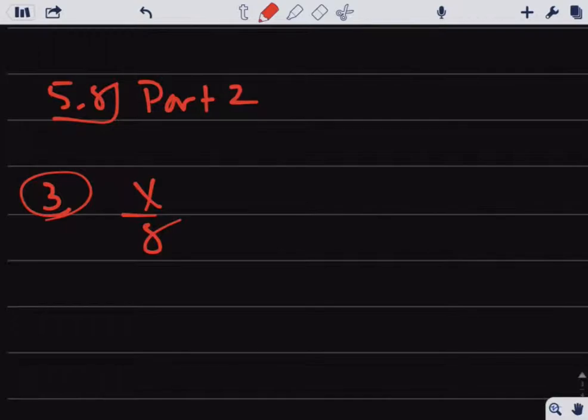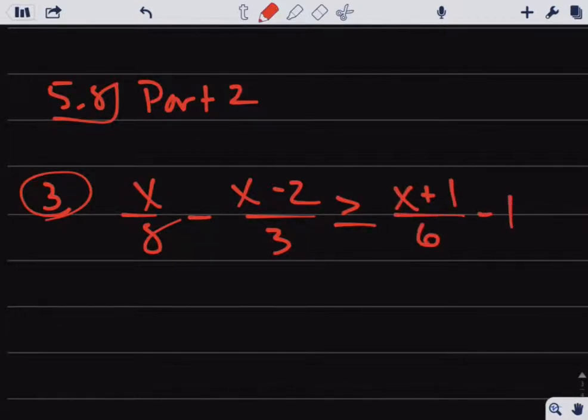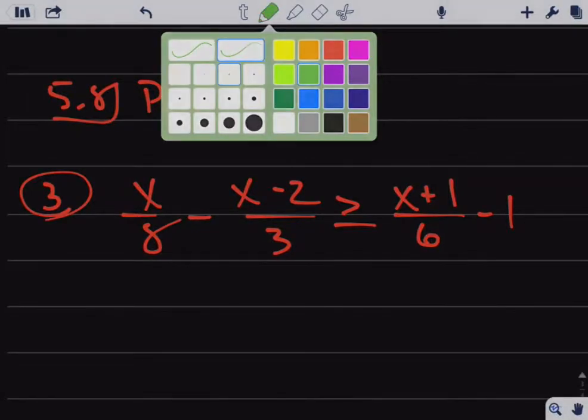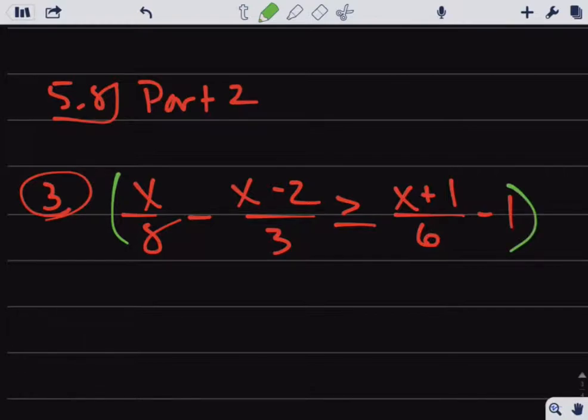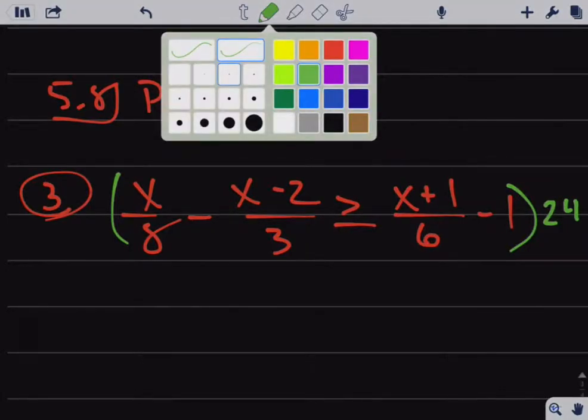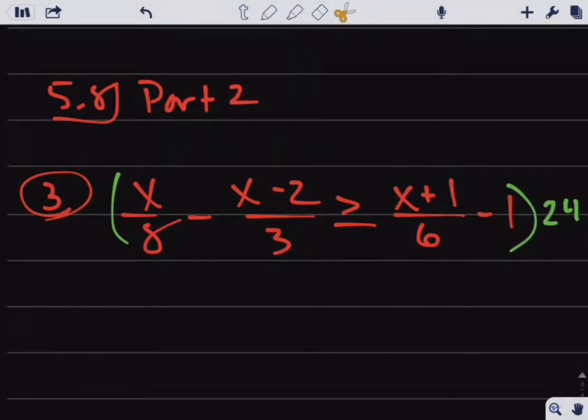x over 8 minus (x minus 2) over 3 is greater than or equal to (x plus 1) over 6 minus 1. Okay, so we've introduced an inequality, so we're going to treat it the same way as our equals. First, we find our least common denominator between 8, 3, and 6. The least common denominator between 8, 3, and 6 is 24. Okay, so we go through and we do this.